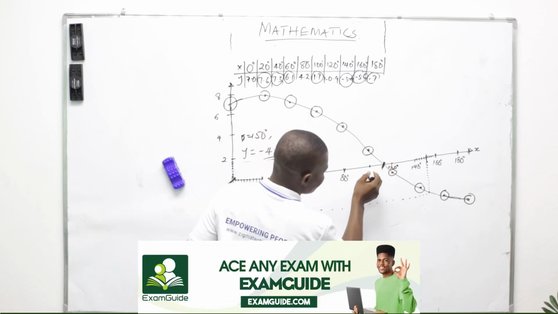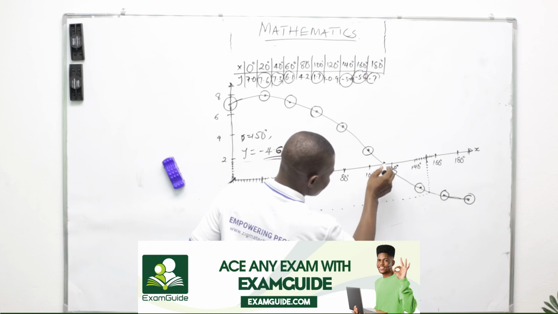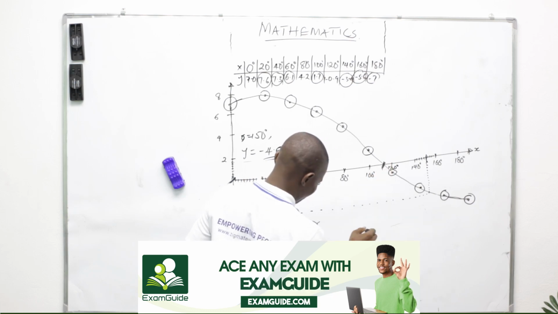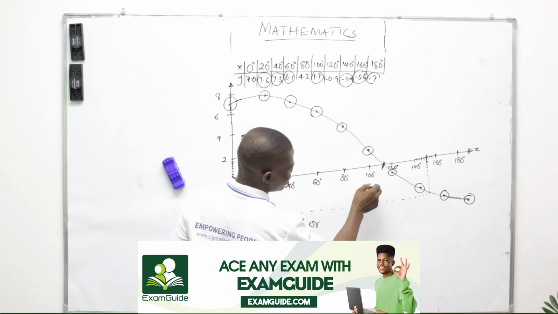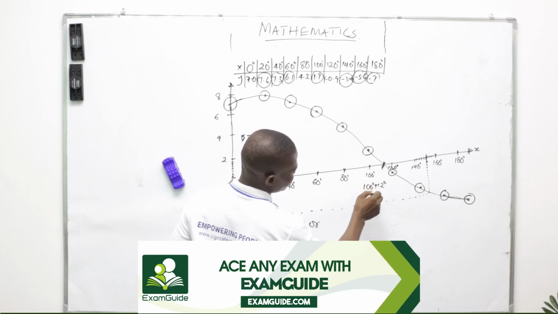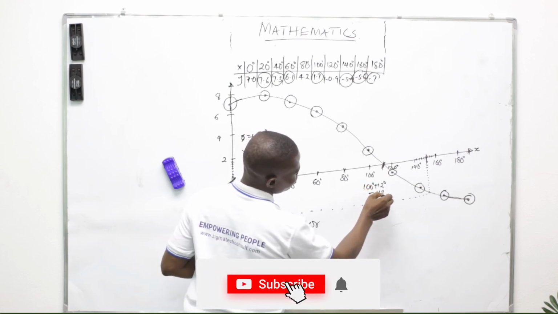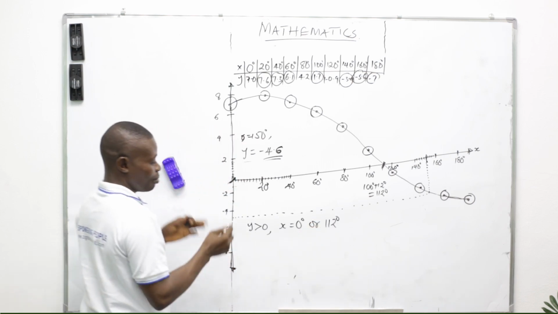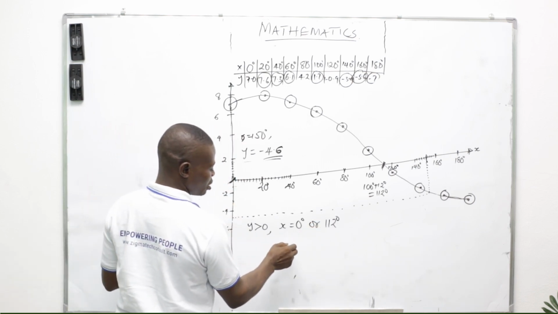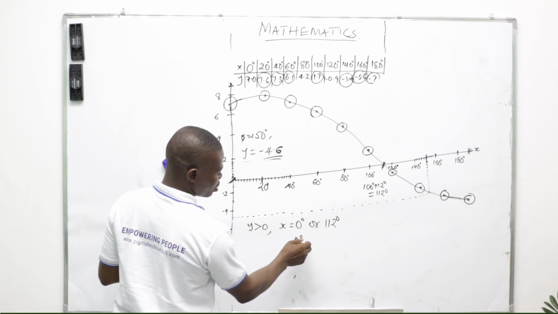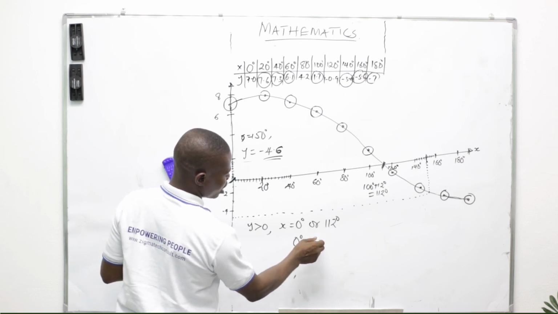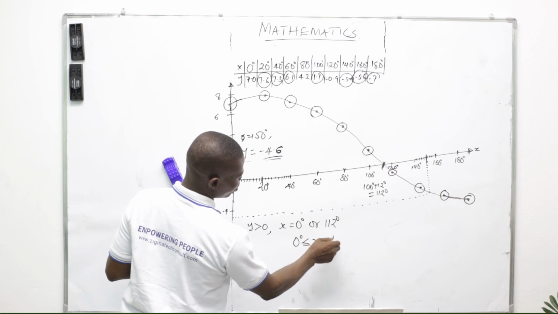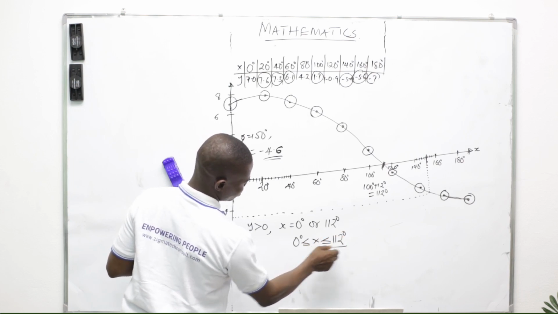This point. Let's count. This is 100. Here is like 6. That is 12. That is 100 degrees plus 12 degrees equals what? 112 degrees. Perfect. So your solution here now is what? 0 degrees is less than or equal to x, less than or equal to 112 degrees.